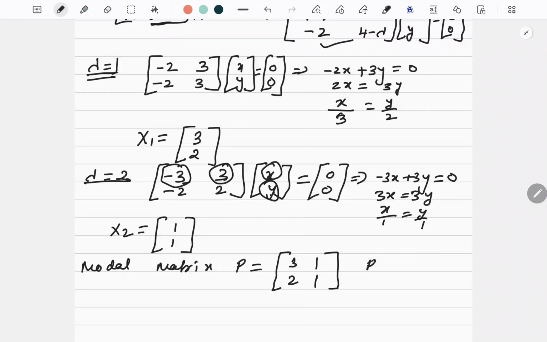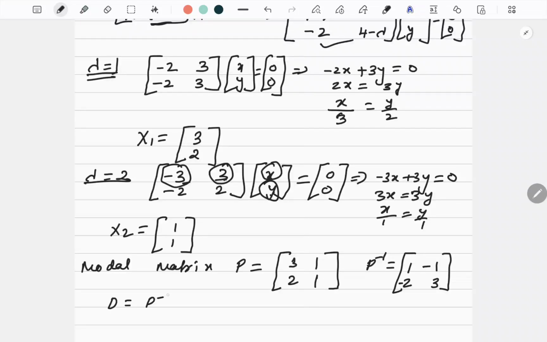So, what is the value of P inverse? P inverse is equal to 1, minus 1, minus 2 and 3. So, 1, minus 1, minus 2 and 3 I got as my inverse. So, this is minus 2, not 2, minus 2. So, I got the P inverse. Now, what is the next step? I need to check whether it is diagonalizable or not.